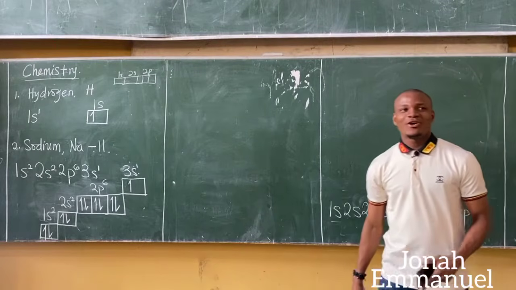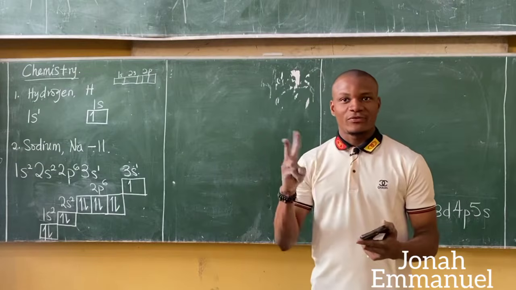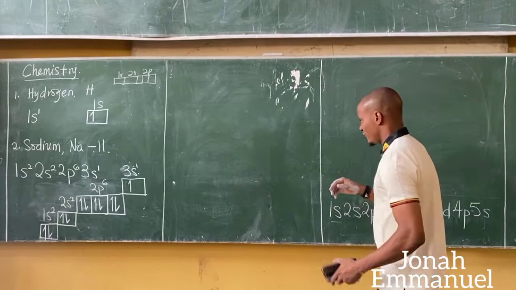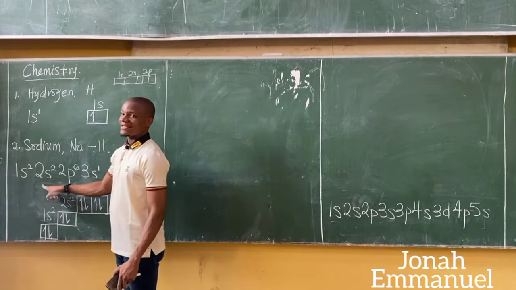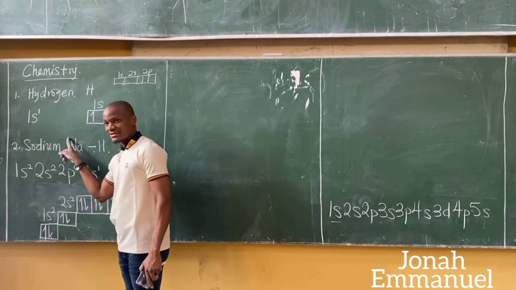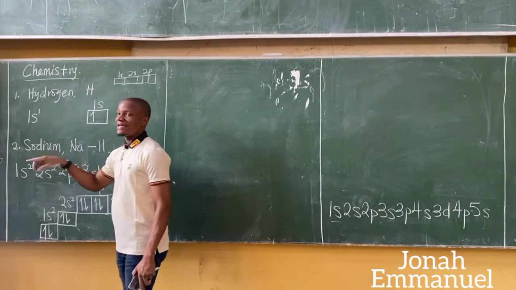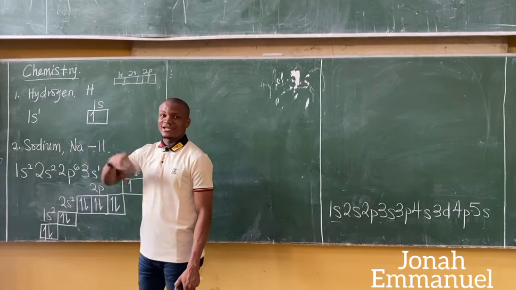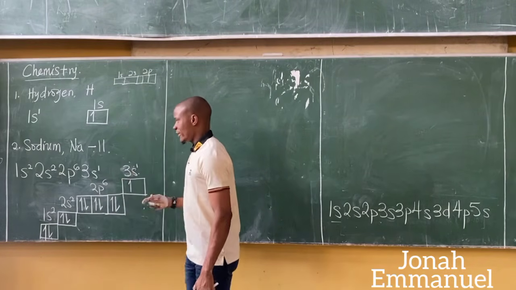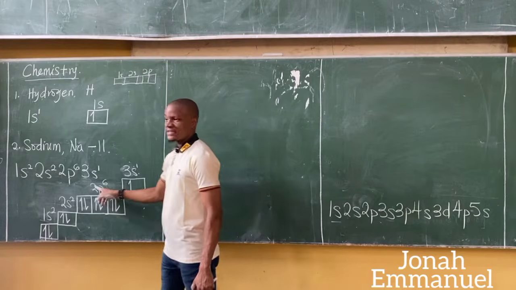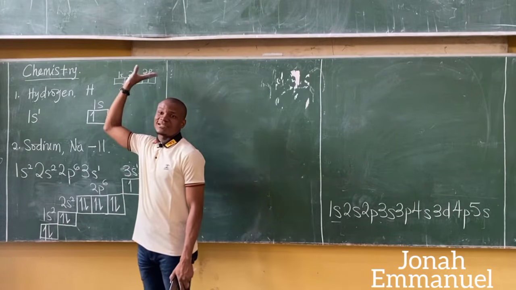When it comes to SPDF configuration, in JAMB cases it comes in two forms. Either you're given the SPDF configuration of an element and asked to identify the element, or the other way around: you're given the element and asked which of the following is the correct SPDF notation. The easier one is when you're given the SPDF configuration. How do you know? It's easy, just count the parts.